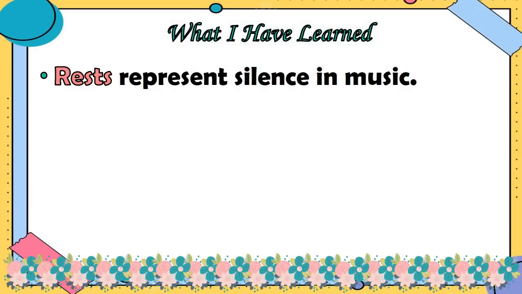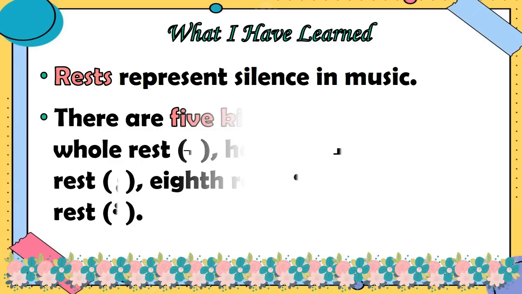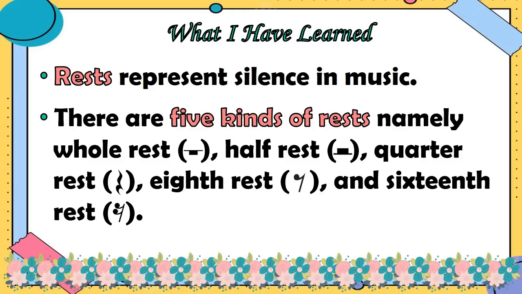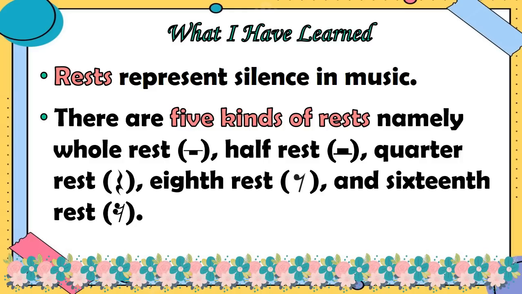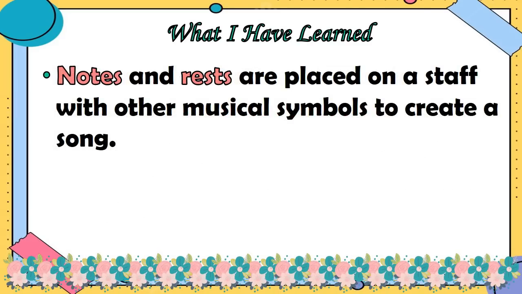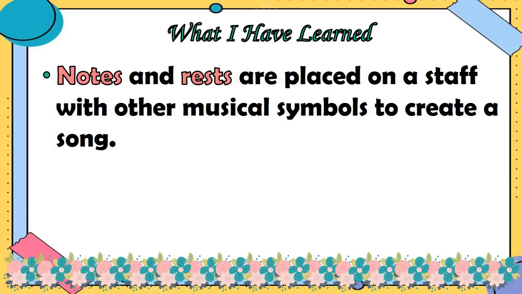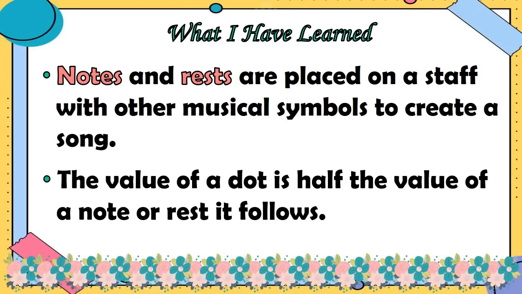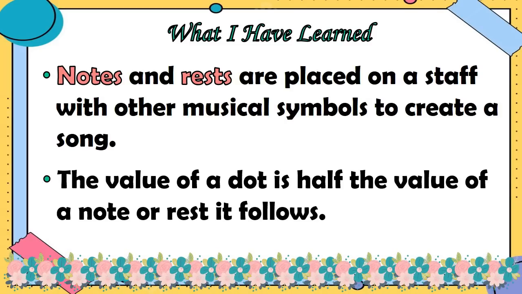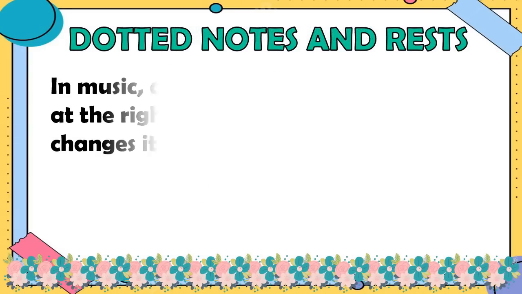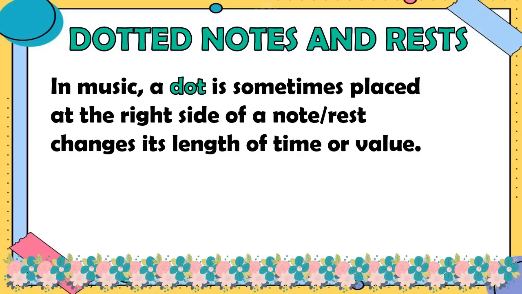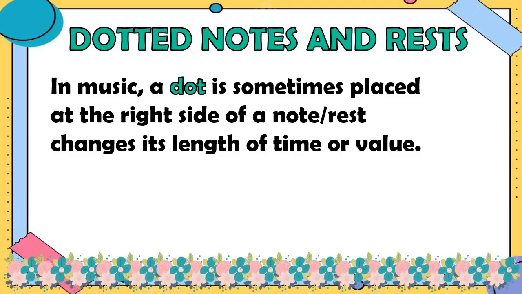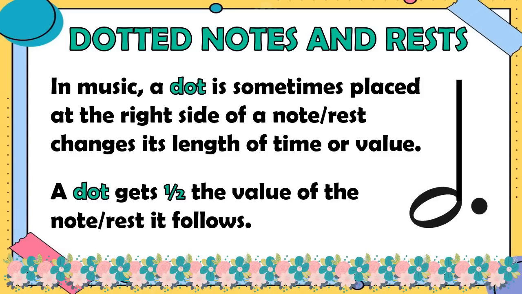Remember, rest represents silence in music. There are 5 kinds of rest, namely whole rest, half rest, quarter rest, 8th rest, and 16th rest. Notes and rests are placed on the staff with other musical symbols to create a song. The value of a dot is half the value of a note or rest it follows. In music, a dot is sometimes placed at the right side of a note or rest, changing its length of time or value. A dot gets 1/2 the value of the note or rest it follows.